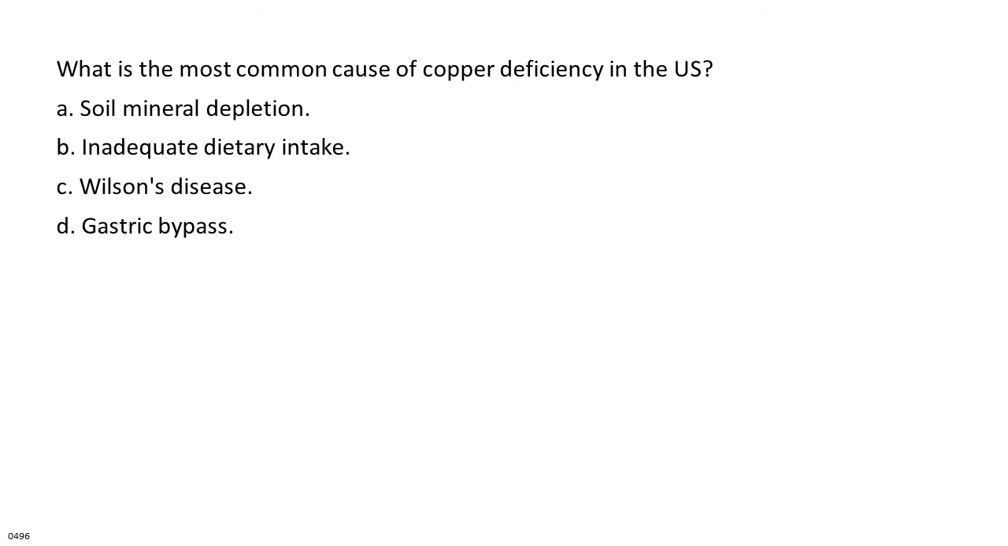What is the most common cause of copper deficiency in the U.S.? A. Soil mineral depletion. B. Inadequate dietary intake. C. Wilson's disease. D. Gastric bypass.